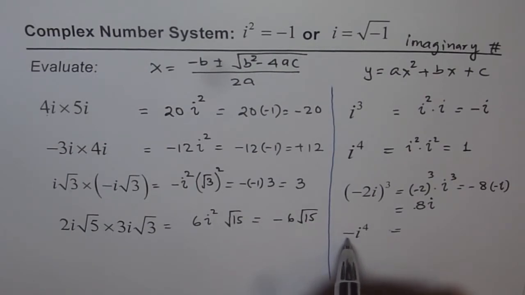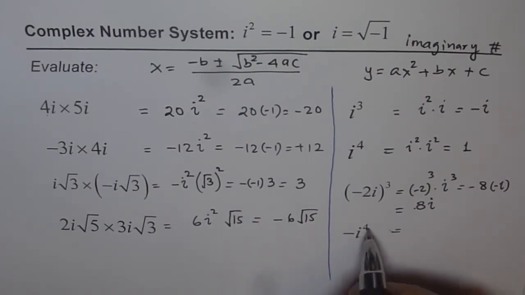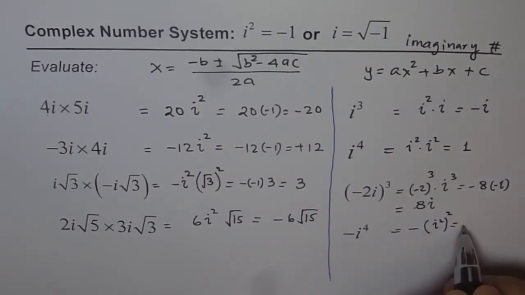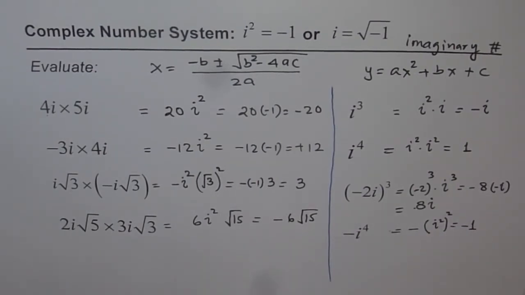Now here the minus is outside, and 4 is the power of i only. So it's minus, and so it is i squared, squared. You can write it like this also. Now i squared is negative 1, so negative 1 squared will be positive. So we get negative 1 as our answer, right?